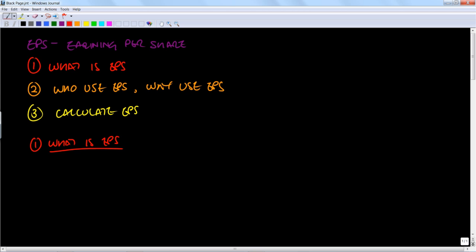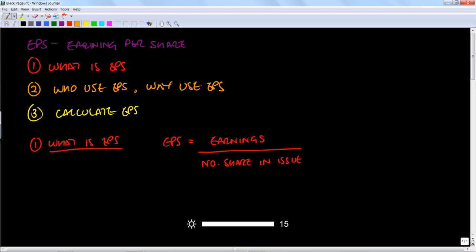Okay, I think in order for me to explain fully what earnings per share is, what I first of all need to do is to show you how to calculate EPS. What is the formula? Okay, so for EPS, we tend to take earnings for a given organization, and we divide that by the number of shares in issue at that point in time. Okay, so what do we mean by earnings? Well, earnings is effectively profit after tax. Okay, so I've abbreviated that to PAT, but profit after tax.